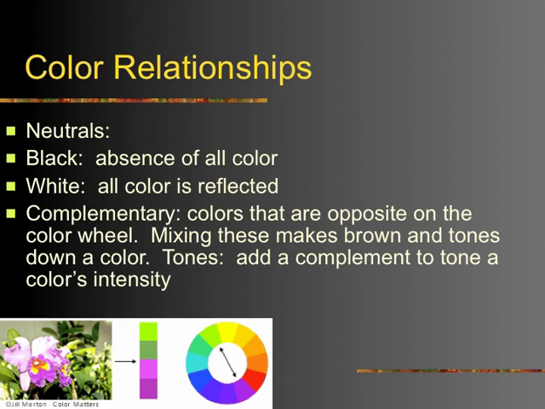Color relationships. When colors are mixed together with their opposite, what we call a complementary color, they create neutrals. For example, if you mix red and green, you get sort of a grayish brown. That would be considered a neutral. Remember that black is the absence of all light, all color, and white is all color reflected. Again, complementary colors are opposite of each other on the color wheel.